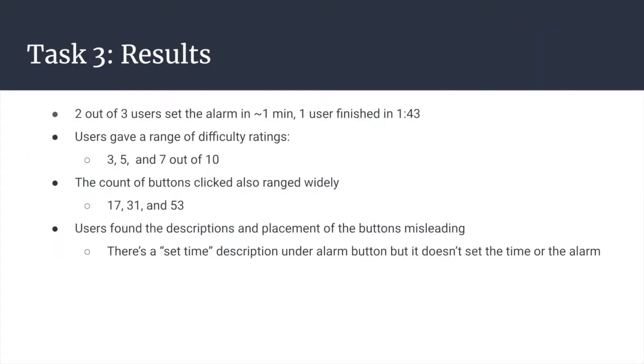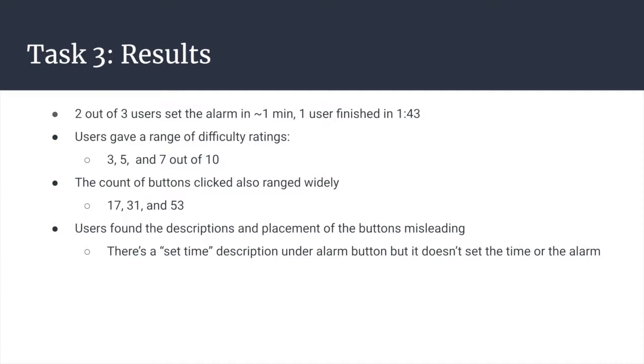So for task 3 results, 2 out of the 3 users set the alarm in under a minute, with 1 user finishing in 1 minute 43 seconds. Users gave a range of difficulty ratings with 3, 5, and 7 out of 10. The count of buttons clicked also ranged widely with 17, 31, and 53. And users found the description and placement of buttons a bit misleading, especially because the alarm button didn't necessarily do what it was supposed to do.